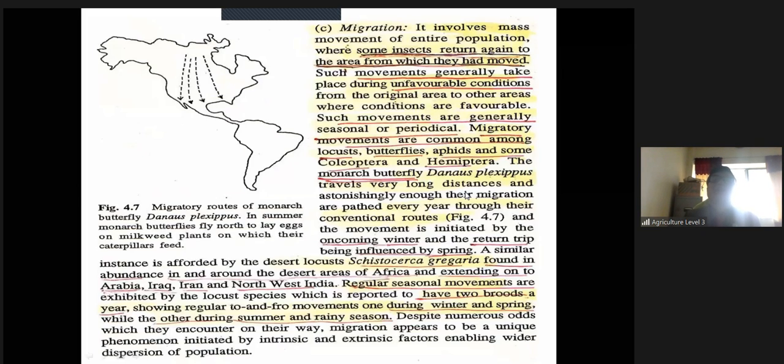This is not biologically migration. Migration means when some of the individuals of a population move from one place to another place.